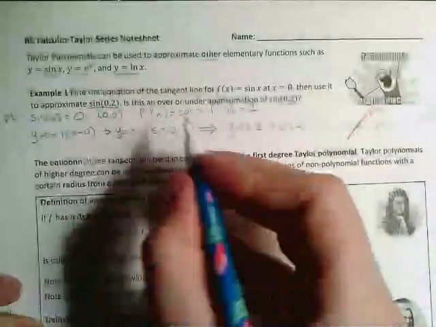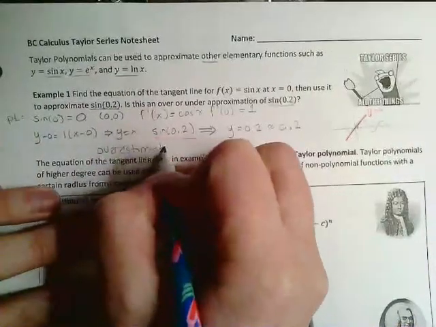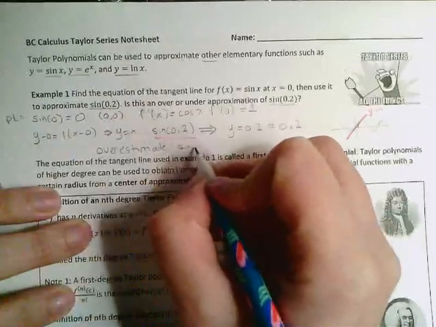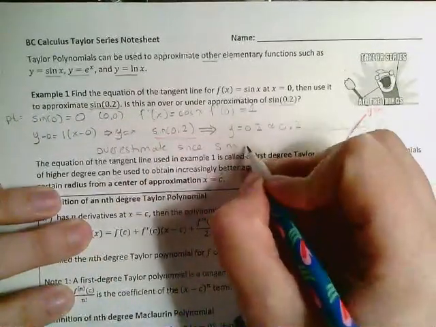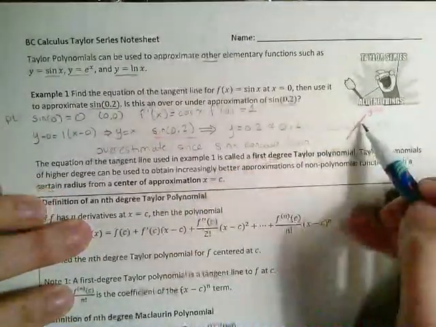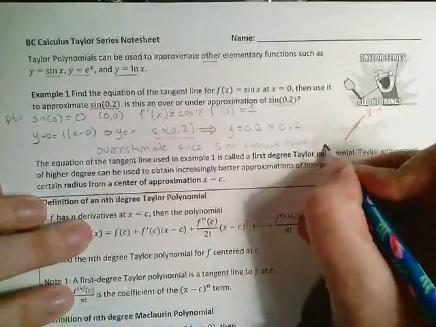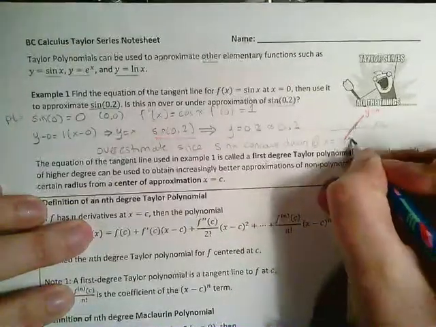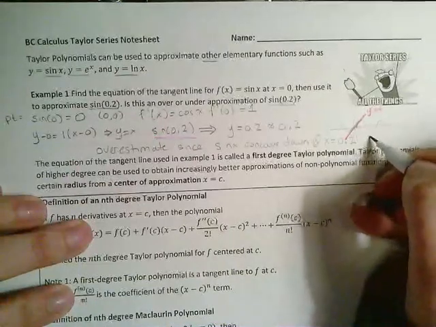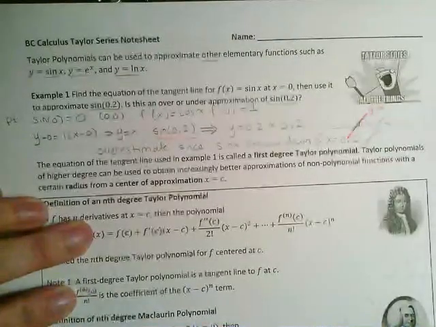Now, this is obviously an overestimate since sine of x is concave down. Because sine of x is concave down at x equals 0 and x equals 0.2, we can assume that the tangent line is above. If it's concave down, we know that the tangent line is above that function.